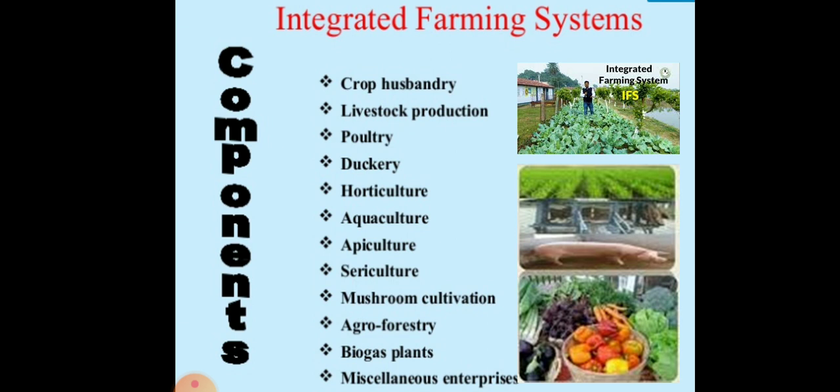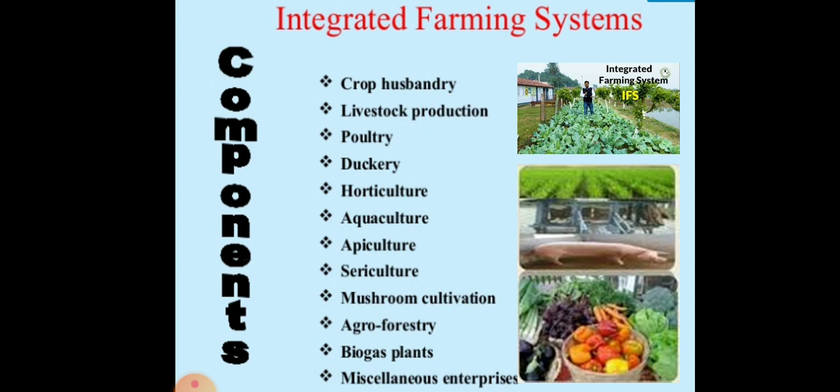Okay, so we have here examples of integrated farming systems. So we have here different approaches of farming, like crop husbandry could be mixed into livestock production, poultry, duckery, horticulture, aquaculture, apiculture. Apiculture, this is the production of honey from the cultured bees, mushroom production, agroforestry, and some other miscellaneous agricultural enterprises like food processing.